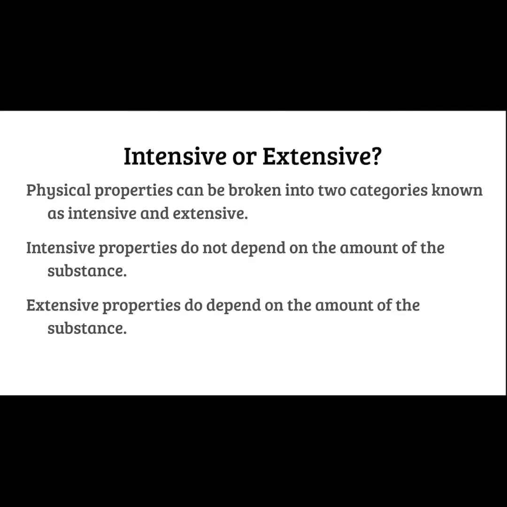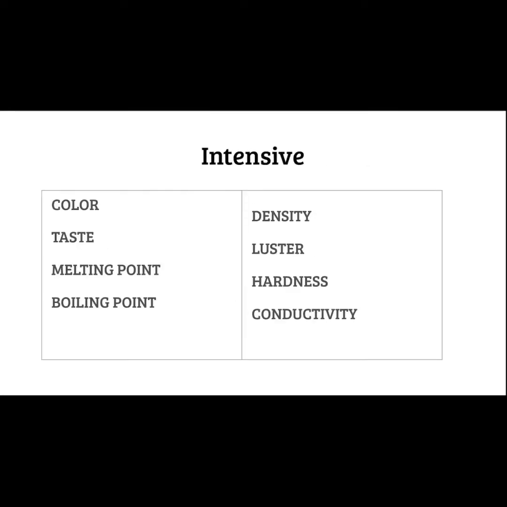So with physical properties, we can actually split that into two other groups just to kind of further organize it. So we have intensive and extensive properties. These are still physical properties. We're just splitting them into two groups. Okay? Intensive properties do not depend on the amount of the substance. Extensive do depend on the amount. So here's some examples. Intensive would be color, taste, melting point, boiling point, density, luster, hardness, and conductivity. So all these stay the same regardless of how much material you have.